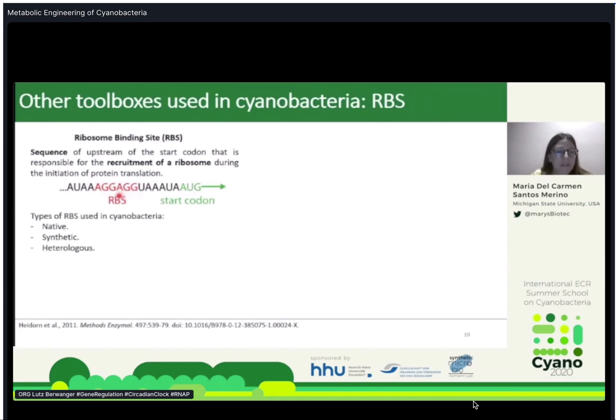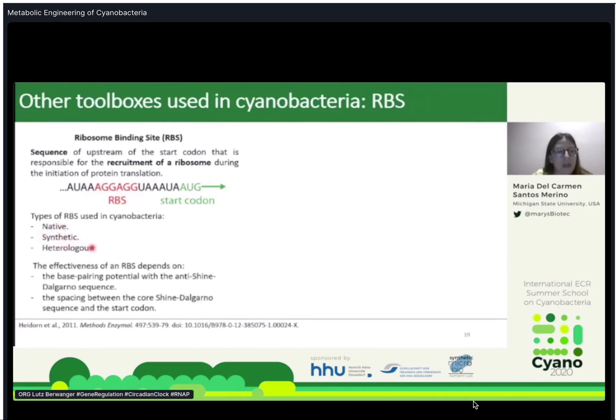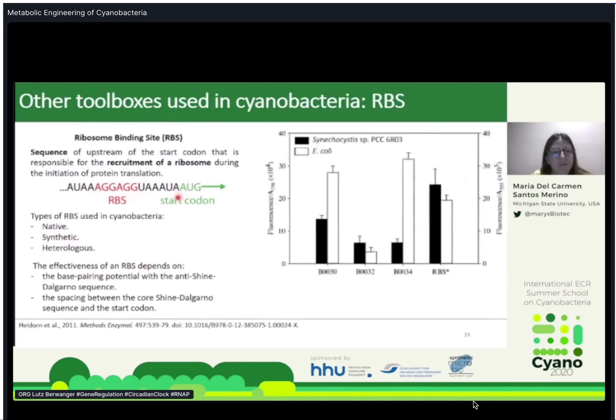In cyanobacteria, different types of ribosome binding sites have been used. We can use native ribosome binding sites, synthetic, or heterologous ones. The effectiveness of the ribosome binding site is going to depend on the base pairing potential with the anti-Shine-Dalgarno sequence and the spacing between the ribosome binding site and the start codon.